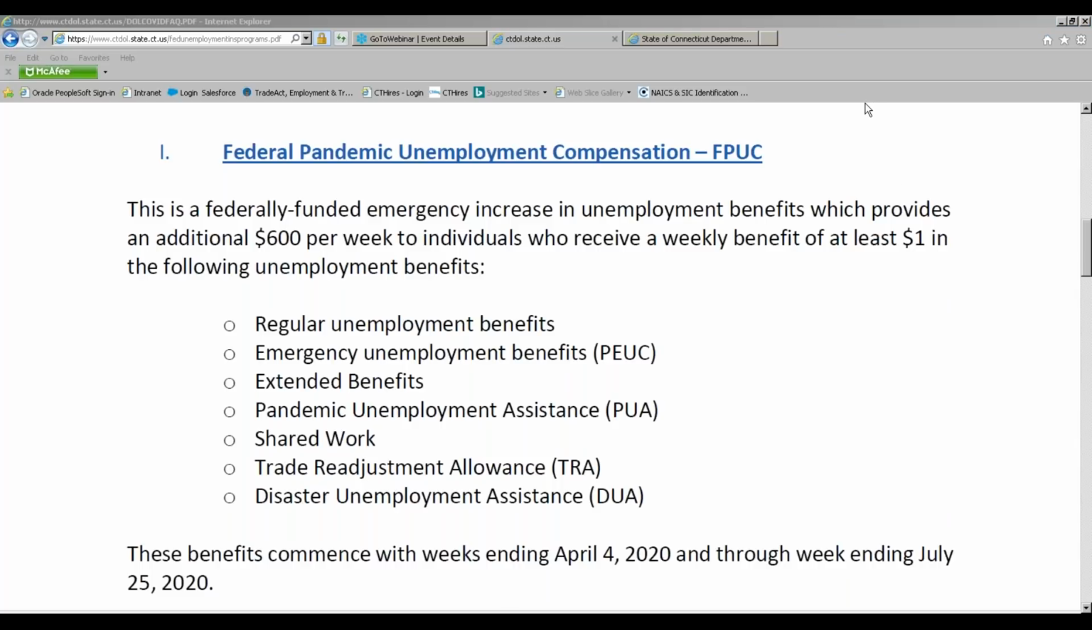Hi, this is Sue Fracasso with the Labor Department also. Some of the questions that I've been receiving from individuals include, for example, can you tell me how my weekly unemployment rate is calculated? Okay, so I could take this one.